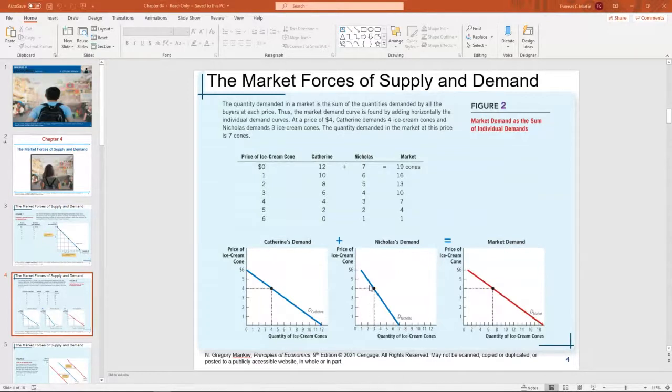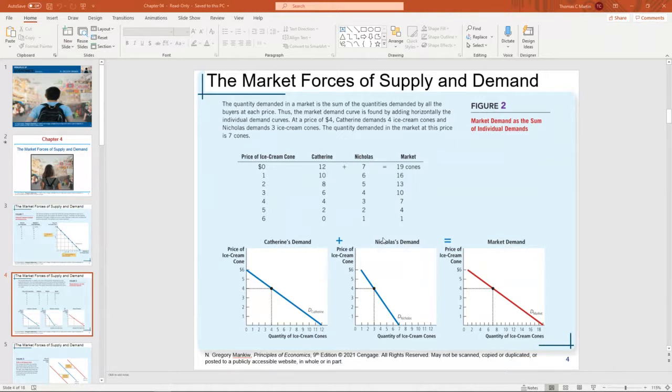But we look at Nicholas' demand, he is much more sensitive on the quantity. However, when you look at raising the price on Nicholas from a price of 3 to 4, he only loses 1 unit, whereas if you raise the price from 3 to 4 on Catherine, you lose 2 units. If you want to know the market demand, you just add these two together, Catherine and Nicholas. We have the prices. They're the same for both graphs. That's the only way this will work. You have the demand for ice cream cones, and you just total it up.